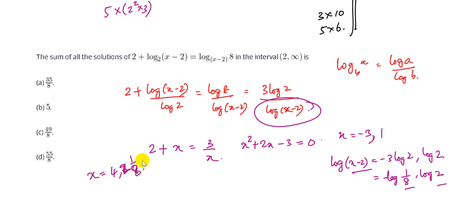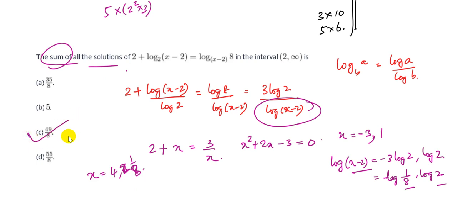Yes, 17 by 8. So they are asking for the sum of all solutions. So you have to just add these two. So what should be the answer? 6 and 1 by 8. So which option? Option C.